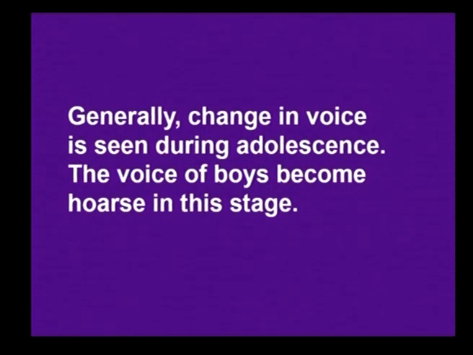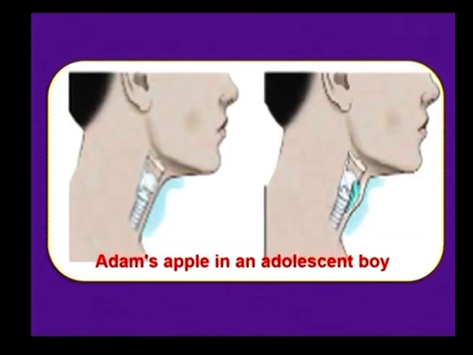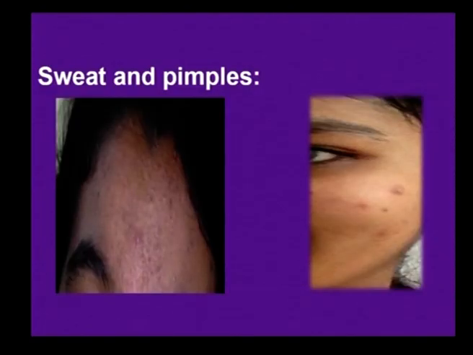Generally, change in voice is seen during adolescence. The voice of boys becomes hoarse in this stage. This is the Adam's apple in an adolescent boy. This is caused mainly by some male hormones during adolescence. Adam's apple is actually a partial growth of our voice box or larynx. Sweat and pimples are common in adolescent boys and girls.